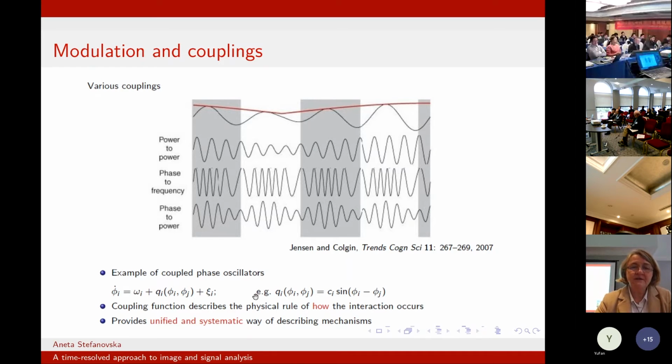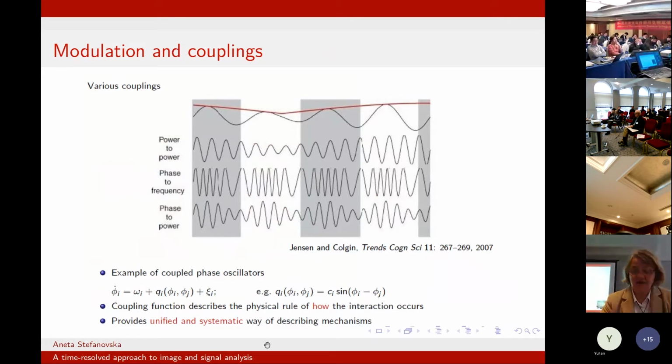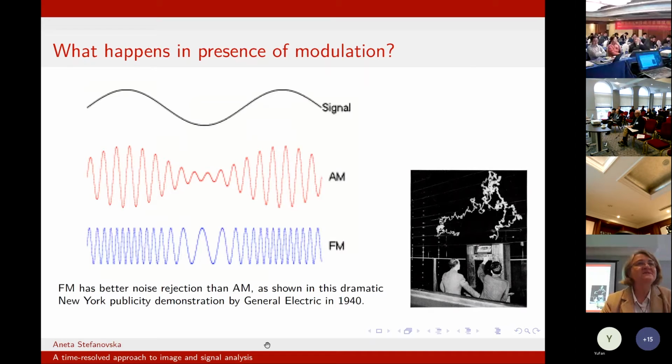For example, you can write down some kind of phase oscillators where the coupling is such that it influences the frequency. So obviously I'm introducing another term, coupling between the modulating and modulated oscillatory processes. And coupling functions describe the physical rule of how the interaction occurs. It provides a unified and systematic way of describing mechanisms of coupling. But modulation is well known, especially in radio engineering, for a long time. We know about frequency modulation and amplitude modulation.